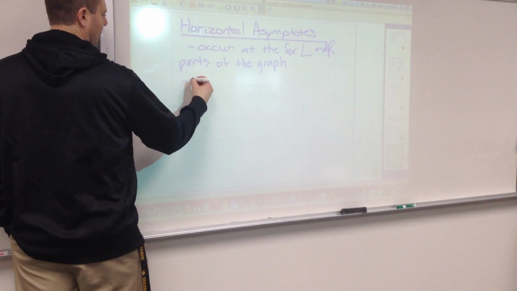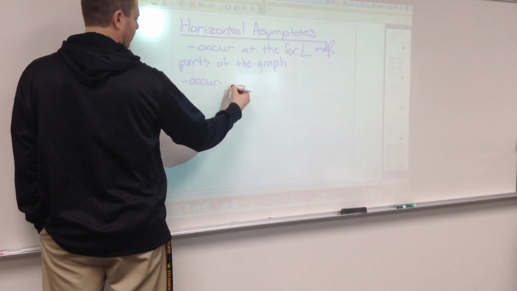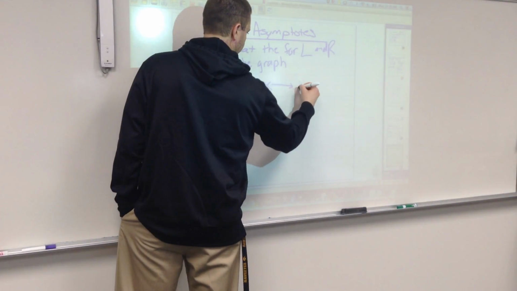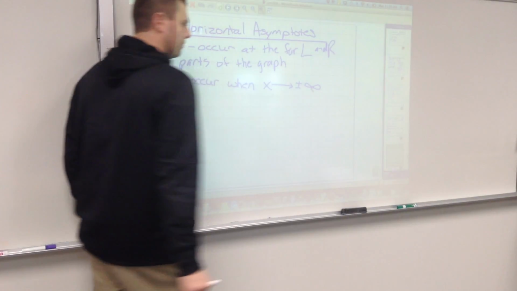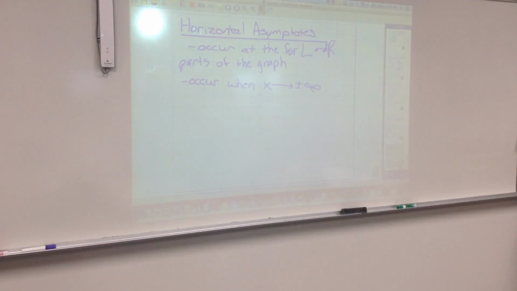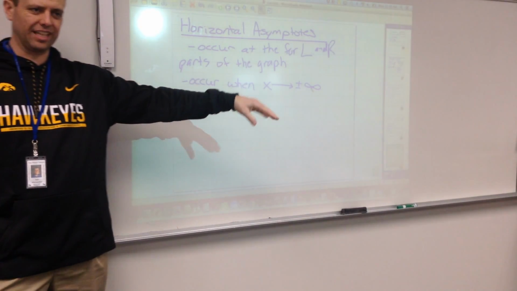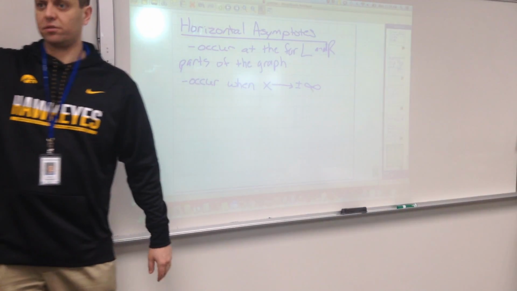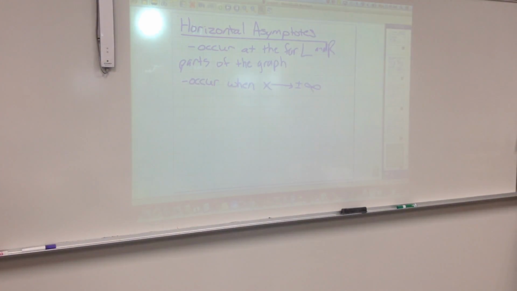A little bit more mathematical way to put it is they occur when x approaches positive or negative infinity. So as x values get really, really big, or as x values get really, really small, as x goes towards infinity, which is like saying as you go to the right, or as the x values approach negative infinity, which is like saying to the left. That's where horizontal asymptotes occur.